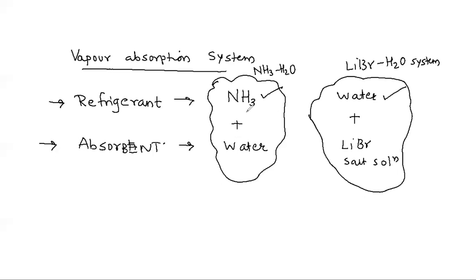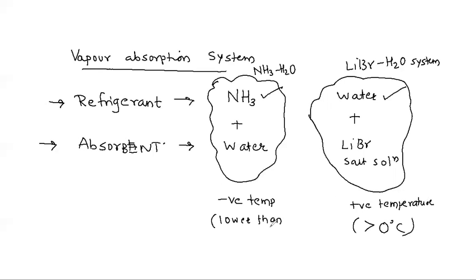Now, when to use this system? So, the ammonia water vapor absorption system is used when your refrigerating effect is to be obtained at negative temperatures. And the lithium bromide water system is always used when you are talking about positive temperatures, above zero. The reason is simple, because here the water is used as the refrigerant, and you know that the freezing point of water is 0 degrees centigrade. So this has to be used above 0 degrees centigrade, whereas here you can achieve lower than 0 temperatures by using the ammonia water system.